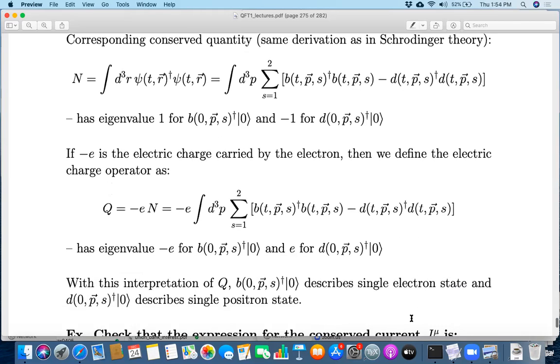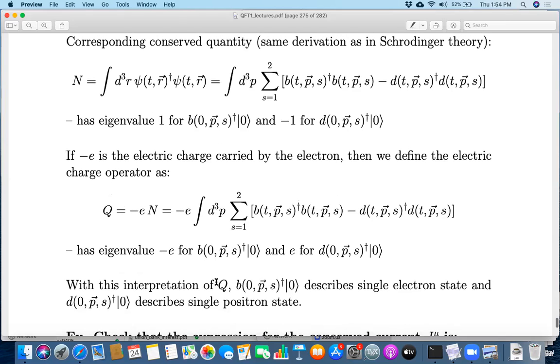So given this, now you can see that you can interpret this b dagger on the vacuum as the state of an electron, a single-particle electron state, and d dagger on the vacuum, because it has positive charge e, can be interpreted as the state of a positron.